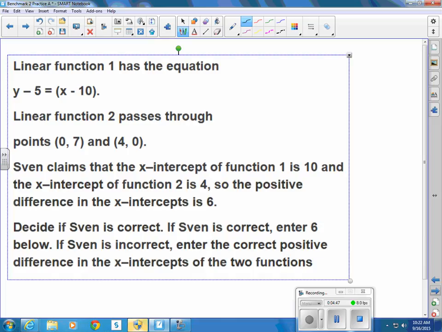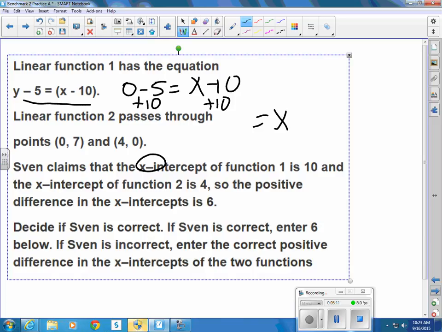Well, let's go ahead and solve this one. When we're talking about x-intercepts, then y is 0. So we have 0 minus 5 equals x minus 10. Let's solve that for x. Let's add 10 to each side. 0 minus 5 is -5, plus 10 is 5, so x equals 5. And the x-intercept on the other one is at 4, 0. So the difference between those two is 1. And he says the difference is 6. We say that's incorrect and we enter a 1.